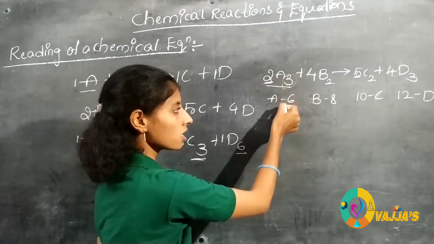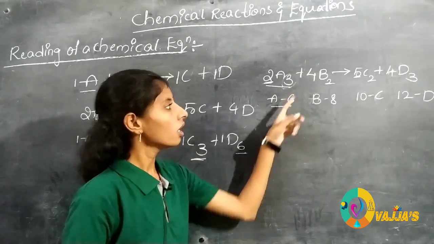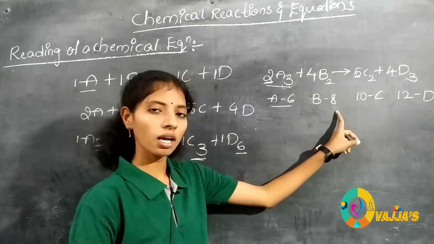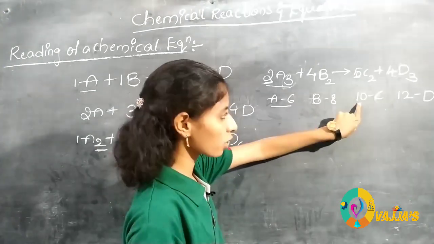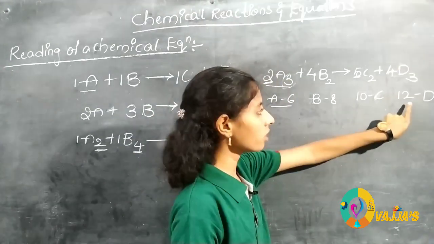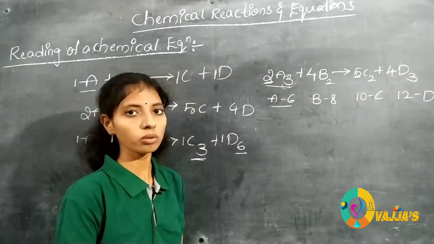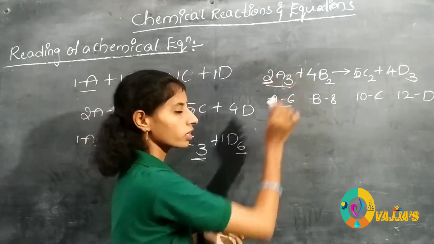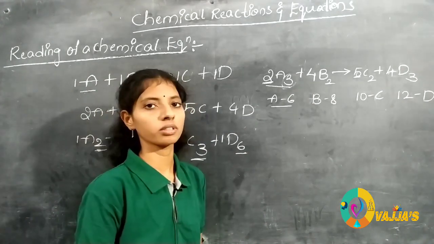So 2 3s are 6. So here the total number of A atoms is 6. Now here we have 4 2s are 8. So here the total number of B atoms is 8. 5 2s are 10. Here we have the total number of C atoms as 10. Finally 4 3s are 12. Here we have the total number of D atoms as 12. So always we have to take multiplication only, and remember that always we have to multiply the coefficient with the subscript. This is the way to read a chemical equation.